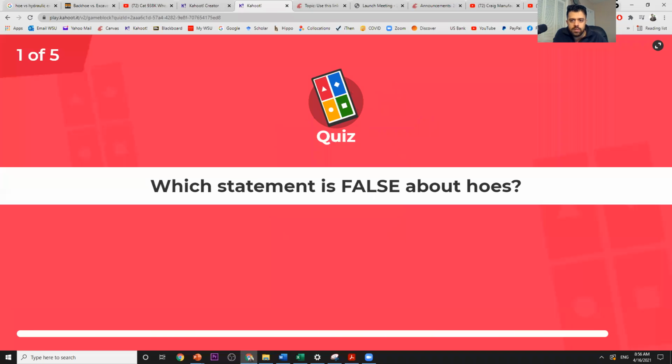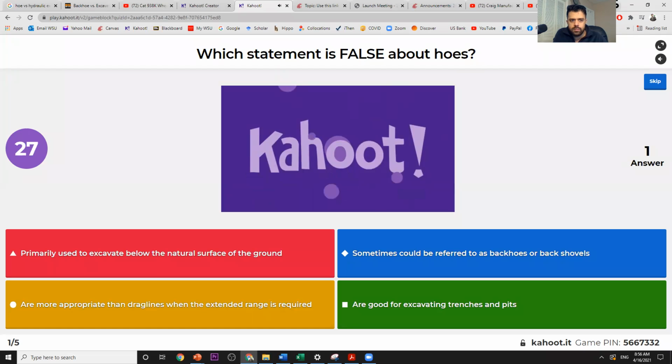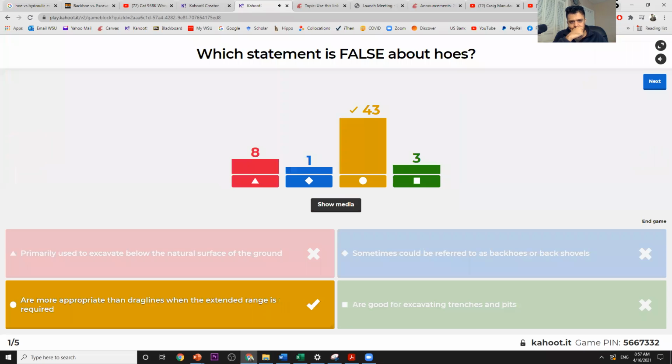Which one is false about hose? Awesome. Most of you answered correctly. Yeah, they are less appropriate when actually the extended range is required.